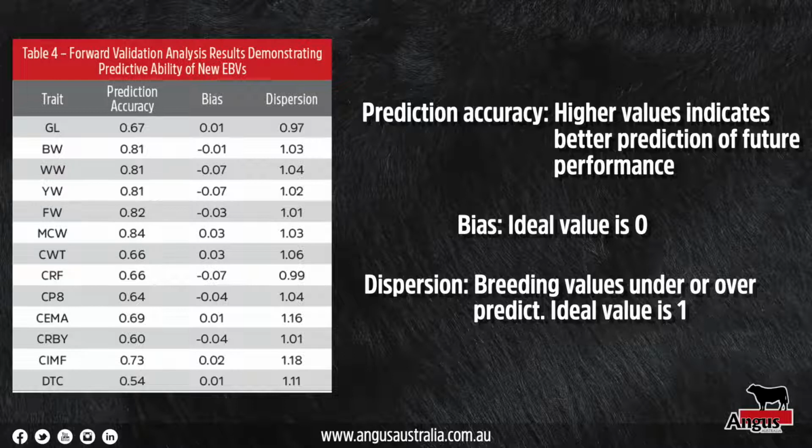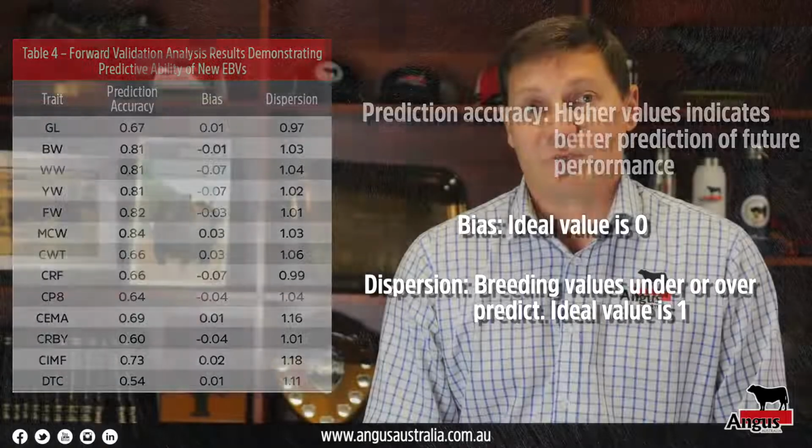There's also a bias value, which gives you an indication of whether there's any systematic bias in the EBVs which are calculated. Ideally, you want a value there of 0, and as you can see down the different traits, that bias is pretty close to 0 all the way down. The third value is the dispersion. This reflects whether the EBVs are over or under predicting the breeding value of animals, and again you want a value close to 1. You can see generally down the board, we have values pretty close to 1.